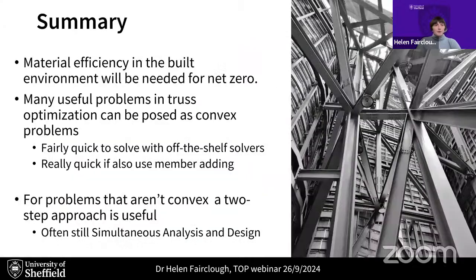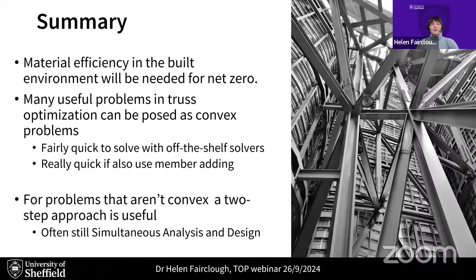Okay, so a summary of what I've been saying. We need material efficiency in the built environment for net zero, and truss and frame optimization is really the most applicable thing for that. Although, as we'll see from some of our later presentations, it can be useful outside the built environment as well.